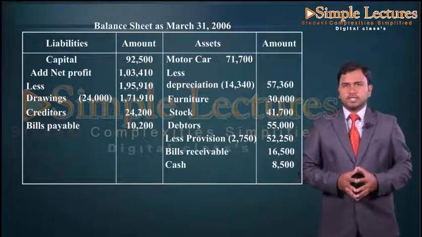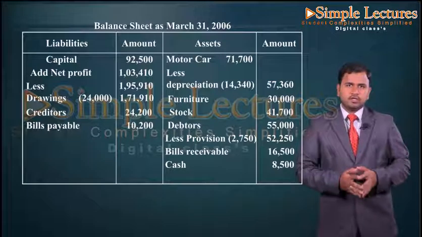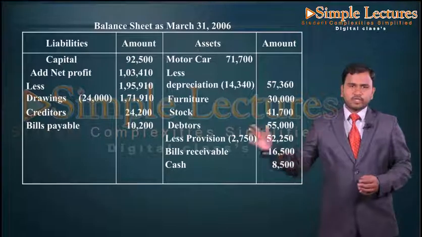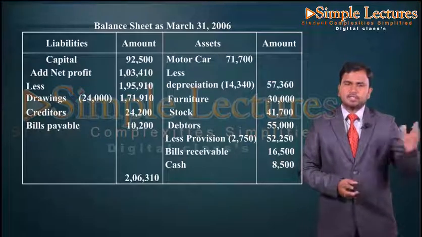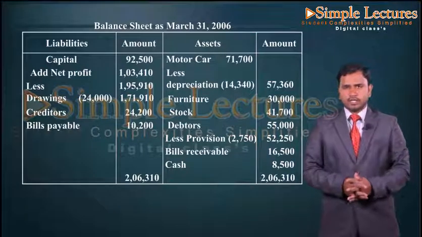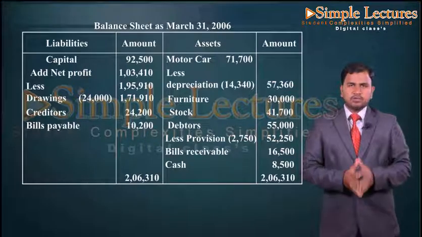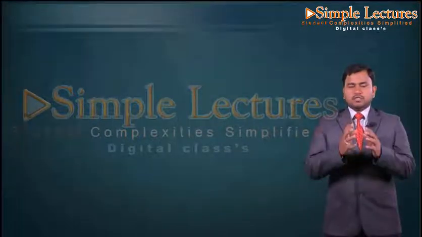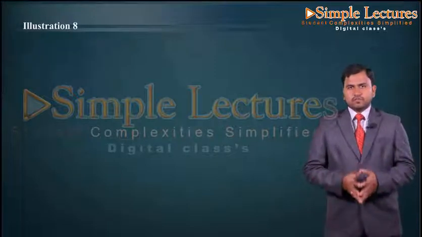After recording these entries, we have to see that our assets and liabilities should be equal, so the total should be tallied. So let us check the total of the liabilities side, where we have 2,06,310, and the same total we have in the assets, 2,06,310. So here we are done with the preparation of final accounts of Bahadur with the incomplete information provided by him. Let us take the next illustration, from which we have to prepare the final accounts of Dinesh.